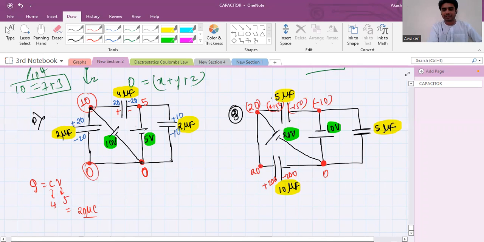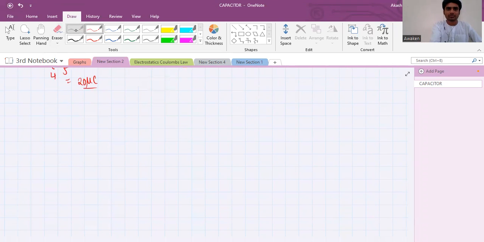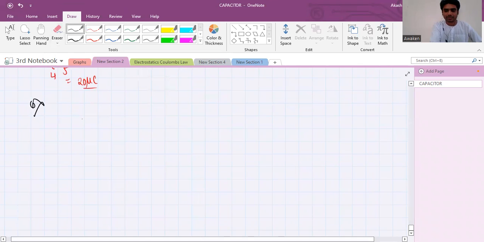And on the right 5 microfarad, quickly: minus 50, right? Minus 50, plus 50. And bottom plus 50. Clear? One more question. Last question.